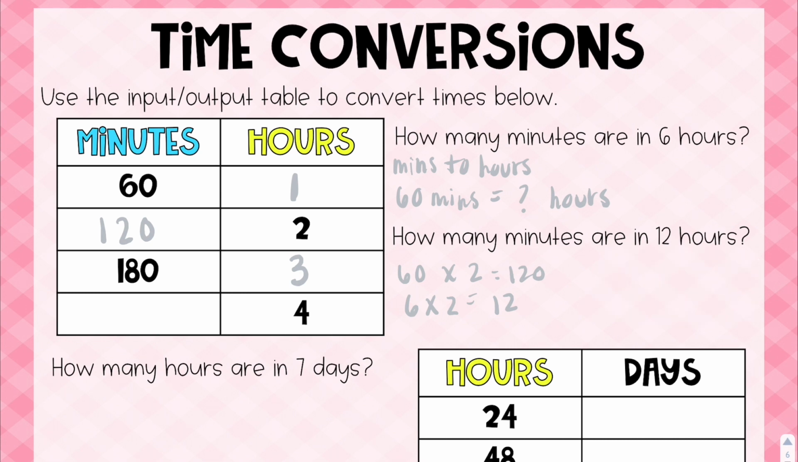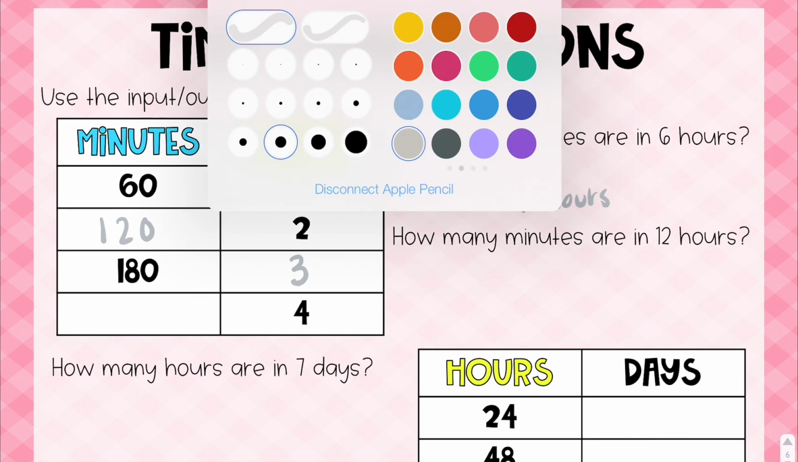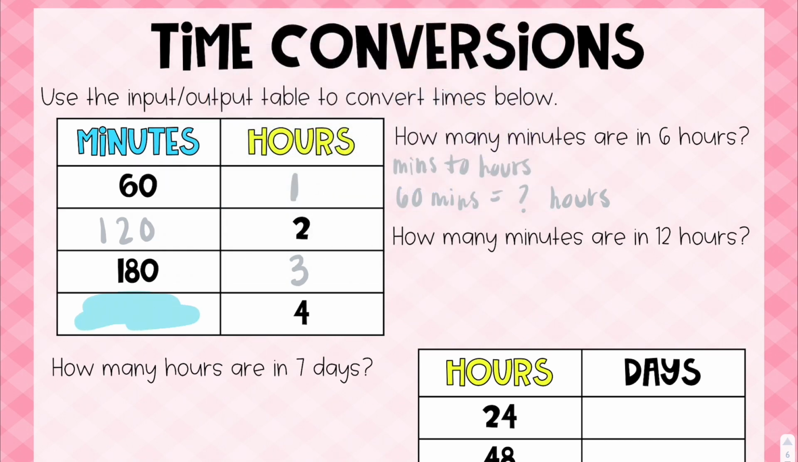You could have also done repeated addition, so 60 plus 60 plus 60, and you would have seen that that was equivalent to 180. And I have 3 chunks of 60 because I know that 60 minutes is an hour, so I have 1 hour, 2 hours, 3 hours. I want you to go ahead and do number 4, so 4 hours is how many minutes, and then try to figure out how many minutes are in 6 hours and 12 hours. So this is going to be independent practice, something I want you to do on your own, and then we're going to move on to the second input-output table of hours and days.